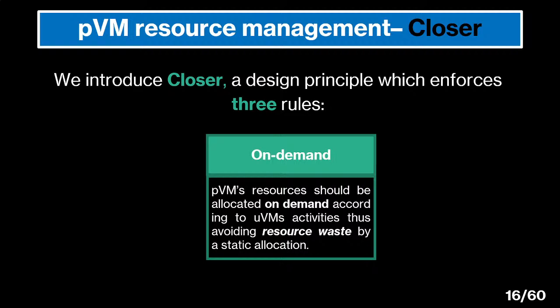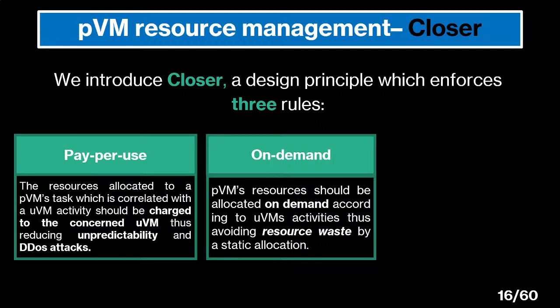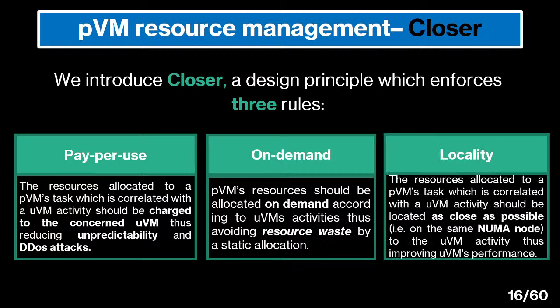to build an operating system for the privileged virtual machine that is enforced through three rules. The first one is on-demand, which states that the resources for the privileged virtual machine should be allocated depending on the needs of the virtualized systems. The second is pay-per-use, which states that each time the privileged virtual machine uses resources for a target virtual machine, that virtual machine should be charged for the resources used. And the last rule is locality, which states that each time the privileged virtual machine uses resources for a target virtual machine, it should use resources that are as close as possible, meaning on the same NUMA node as the target virtual machine.